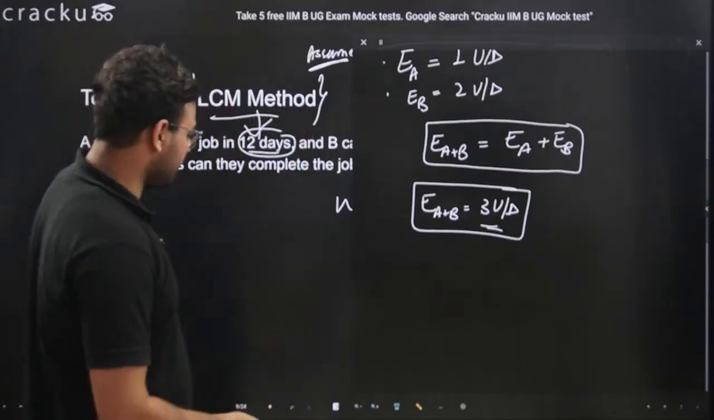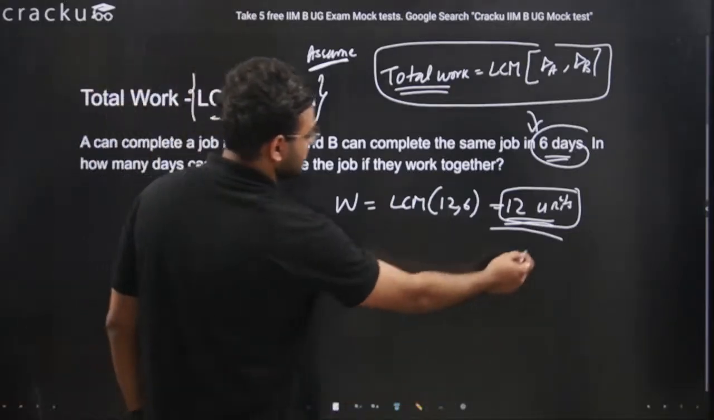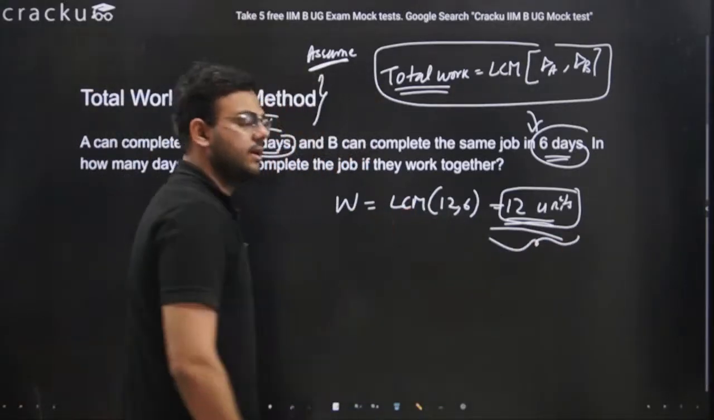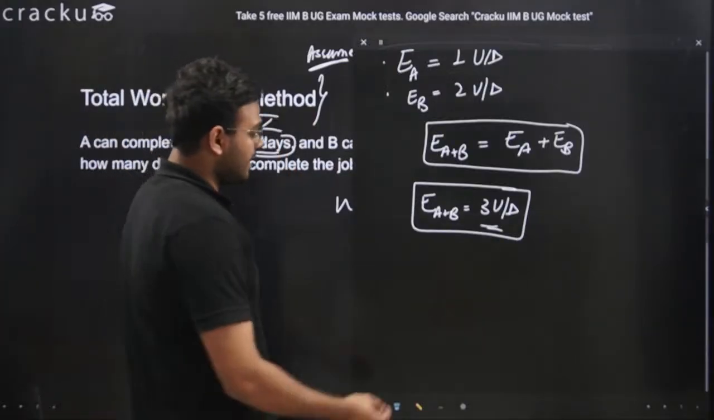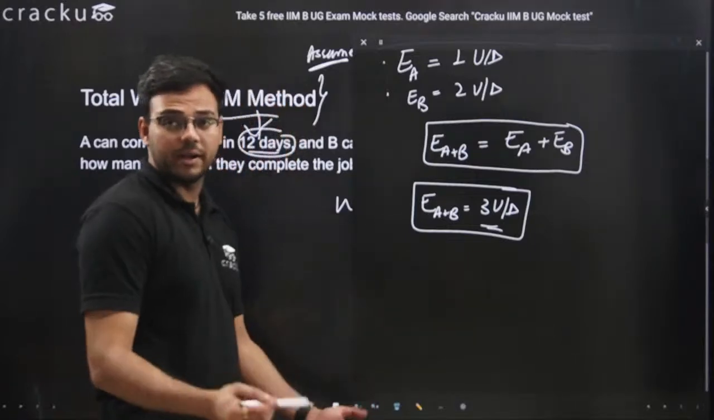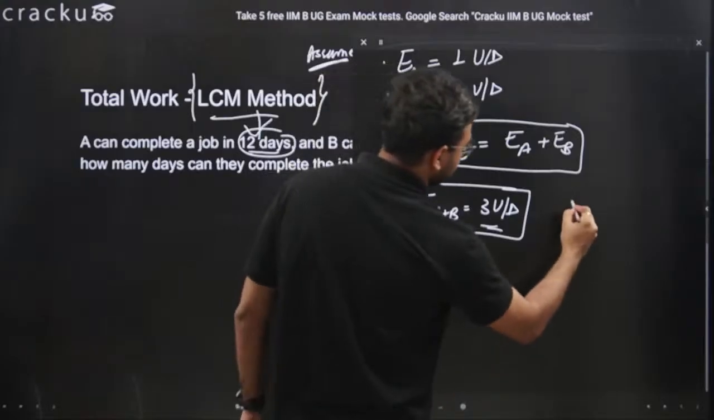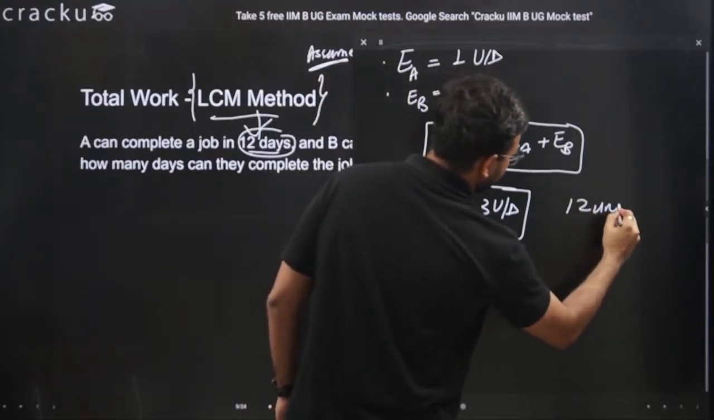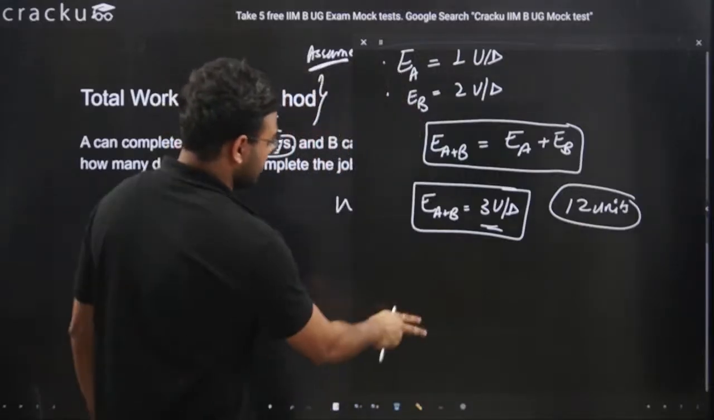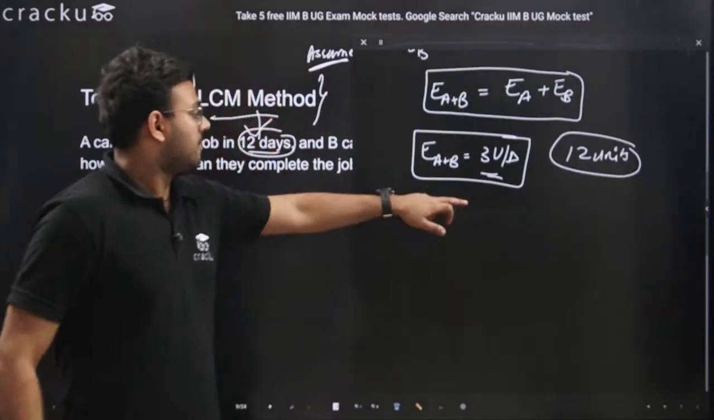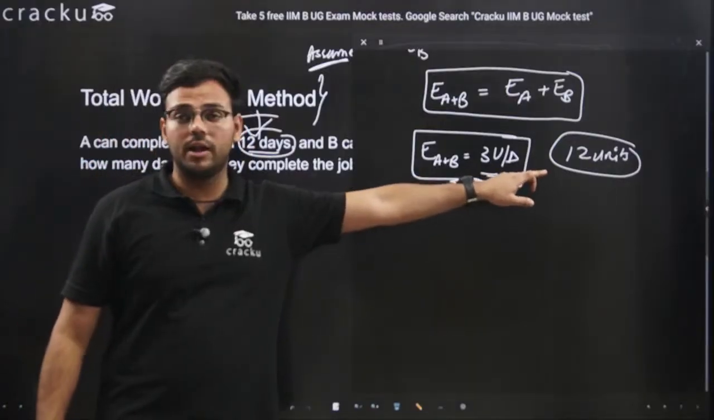What was the total work which needs to be done? The total work which needs to be done is 12 units. As we assumed earlier, we have to do this 12 units of work. So I can say if they are working at 3 units per day, the total work they have to do is 12 units. They have to complete this 12 units. So when they are working together, they are doing 3 units in 1 day and they have to do in total 12 units.